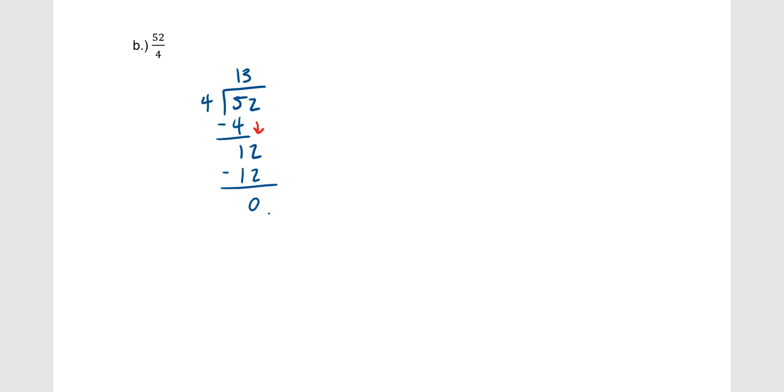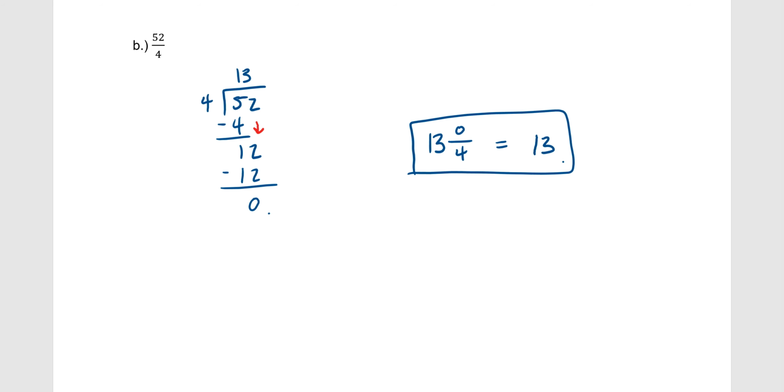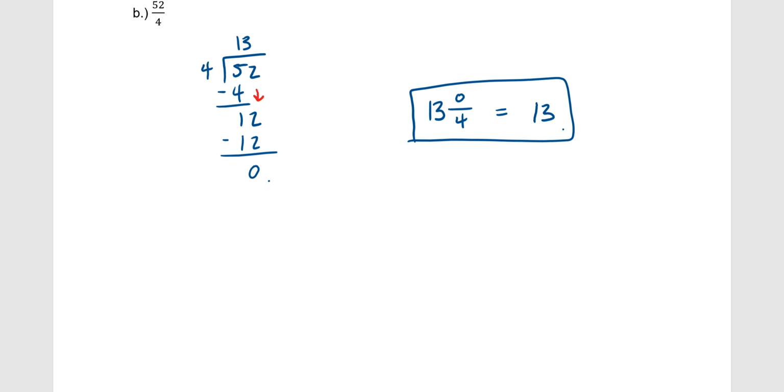So our answer here would be the quotient and the remainder over the divisor. But you would never write 13 and 0/4. We would just write this as 13. So this one, as a mixed number, actually ended up just being a whole number. We don't need the fraction portion.